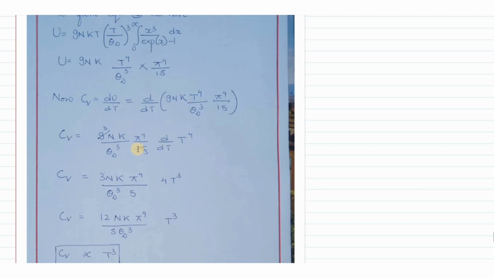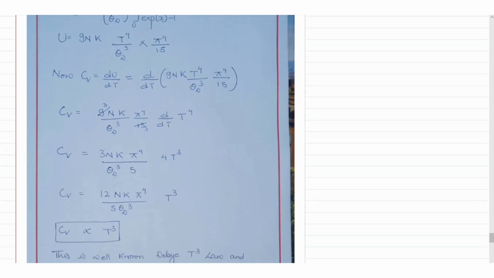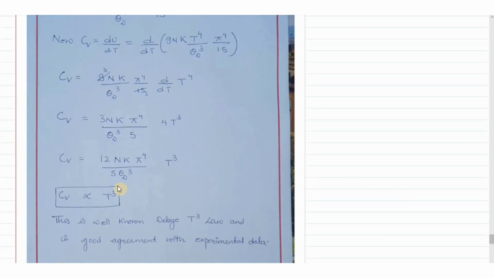So this and this get cancelled. So Cv is equal to 3Nk pi to the power of 4 divided by theta_D to the power of 3 into 5. In differentiating this we get 4T cube. So Cv is equal to 4 into 3, that is 12 Nk pi to the power of 4 by 5 theta_D to the power of 3, T cube.